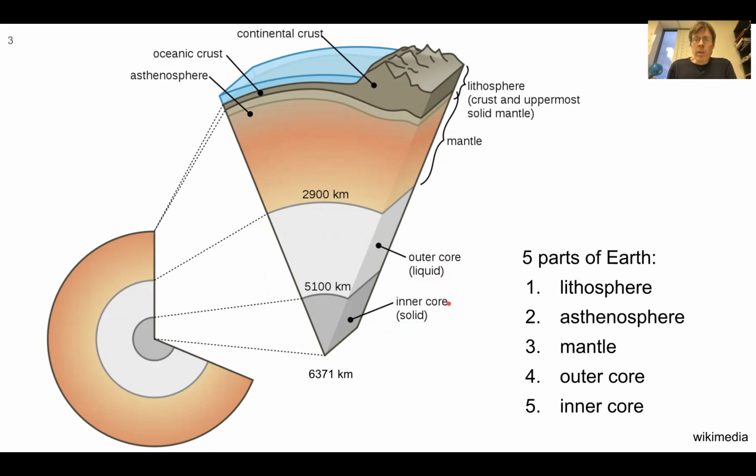core. And we know these properties thanks to seismology and how waves that emanate from earthquakes near the surface go into the Earth and come back out to the surface at other parts. And we can use that information to actually determine what these properties are. So these are the 5 parts of the Earth.